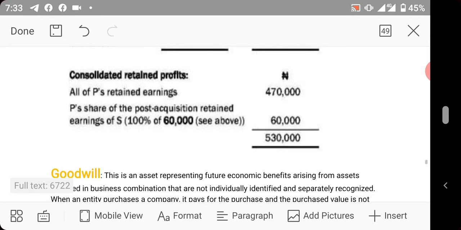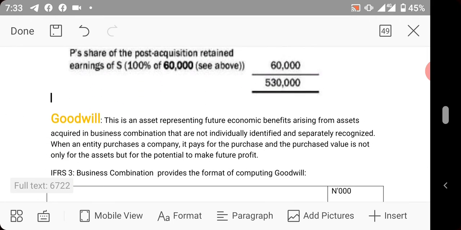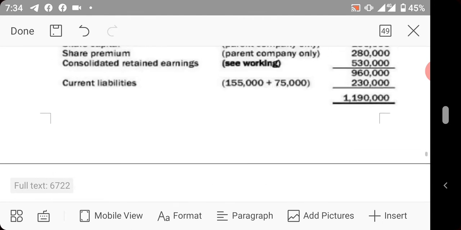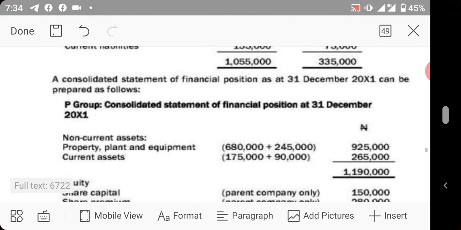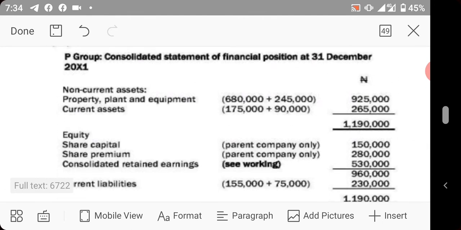Good. So we'll now continue. So that is that about that. So we will go back and now consolidate, using the rules of consolidation. You add the PPE of the parent company and the subsidiary to give you this. You add the current assets of the parent company and the subsidiary to give you this. Recall that the cost of investment wouldn't come in. You must take note of that.